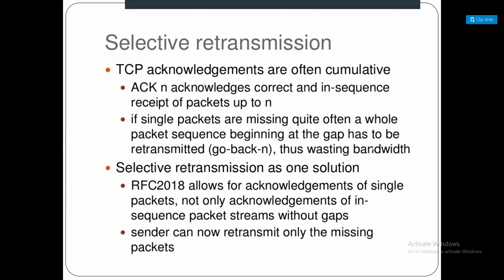In this case, to avoid this problem, selective retransmission comes into the picture. In this case, what happens? Then what will I send? When ACK3 has come, what do I do? I will continuously transmit ACK3, ACK3, ACK3.